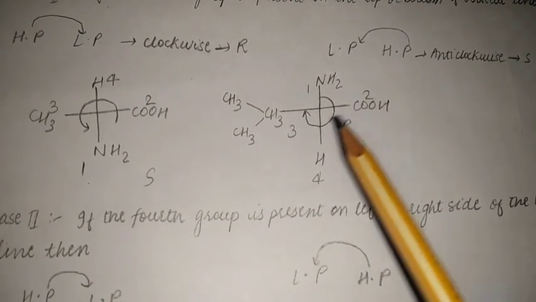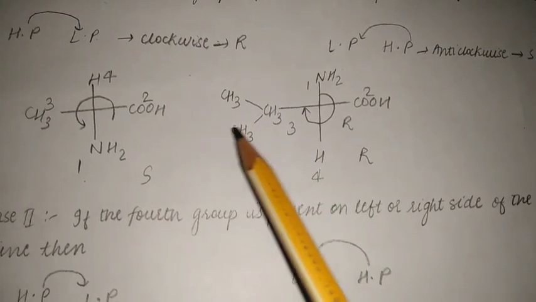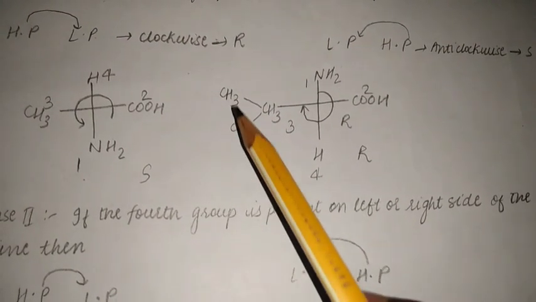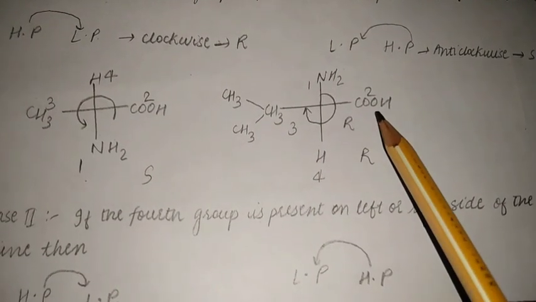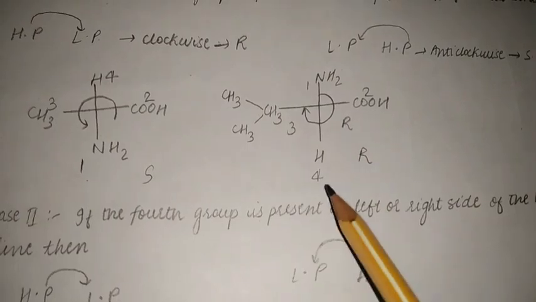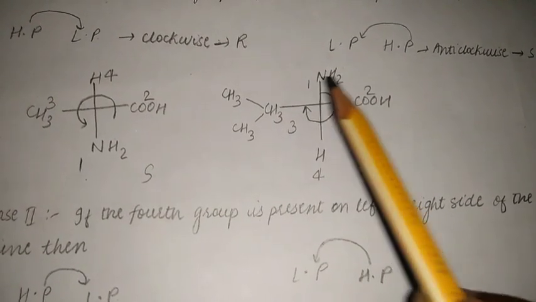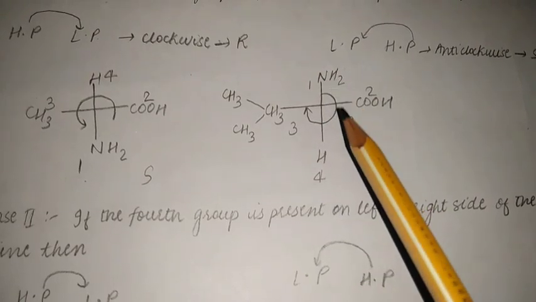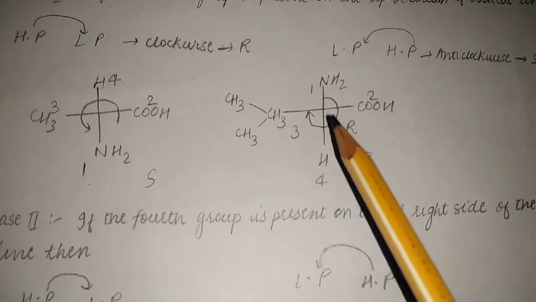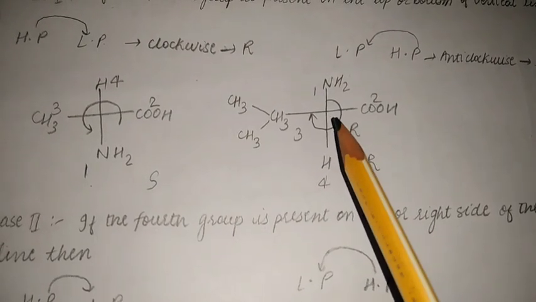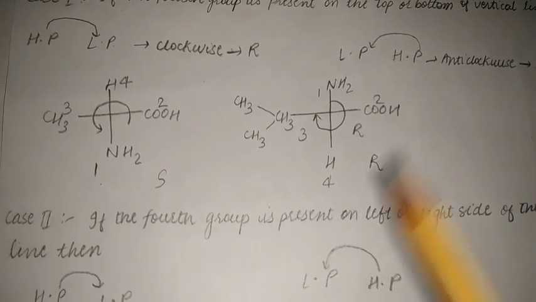And we can see there is one more C, and then it is attached to the other group, so it comes at number 2 position. And we can see the arrangement of the 1, 2, 3 groups. It rotates in what way? It rotates in clockwise direction, so it is R configuration, rectus configuration.